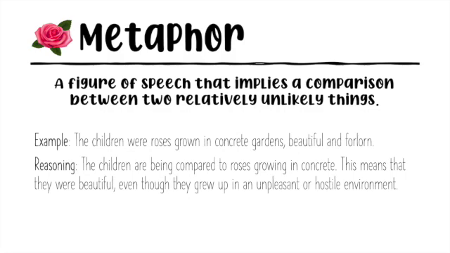So here's an example. The children were roses grown in concrete gardens, beautiful and forlorn. So the reasoning that this is a metaphor is the children are being compared to roses growing in concrete. That's the comparison. Even though there's no like or as, that's the comparison that's being made. This means that they were beautiful, even though they grew up in an unpleasant or hostile environment. So it's saying those concrete gardens were that unpleasant, hostile environment.